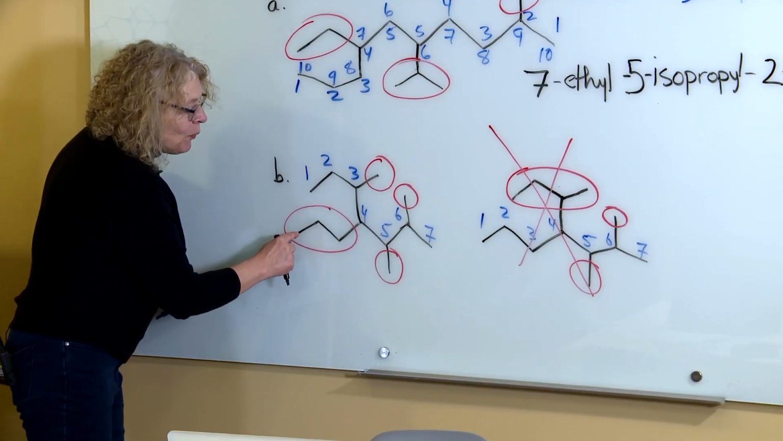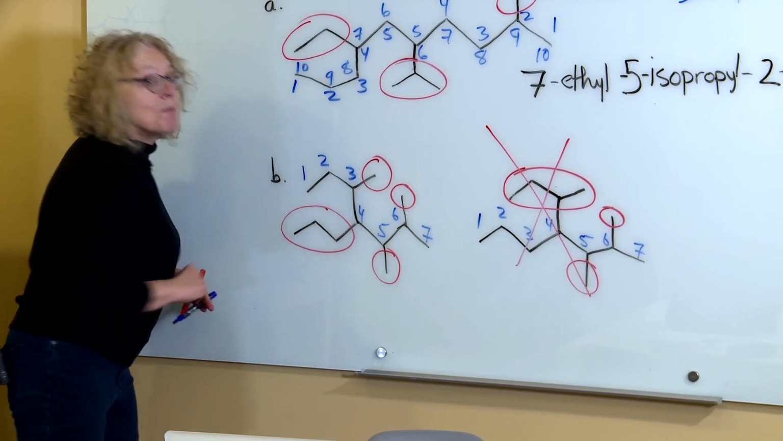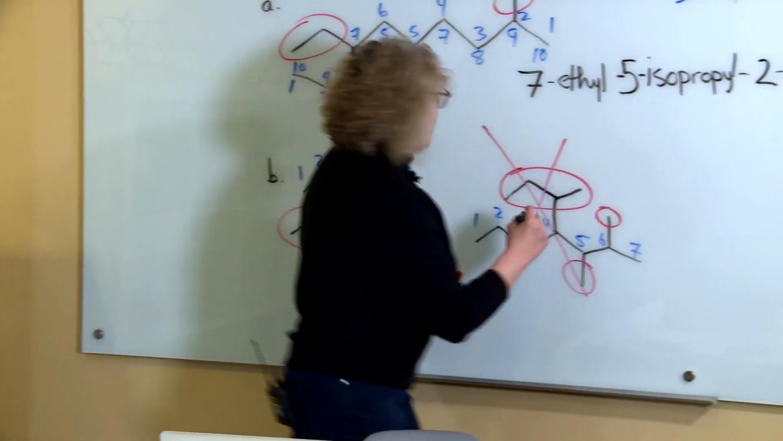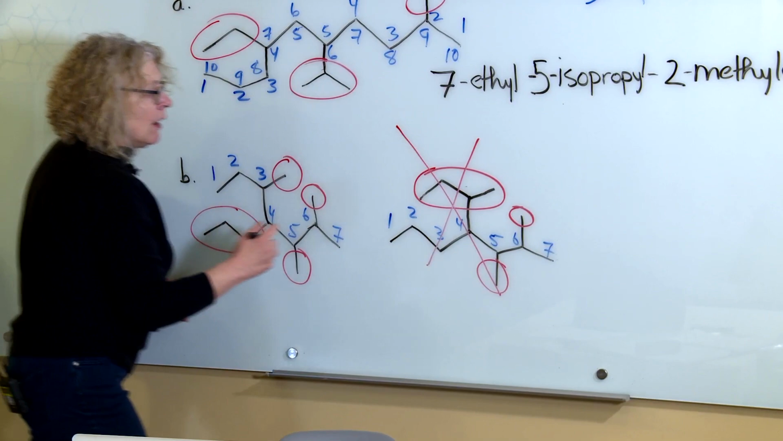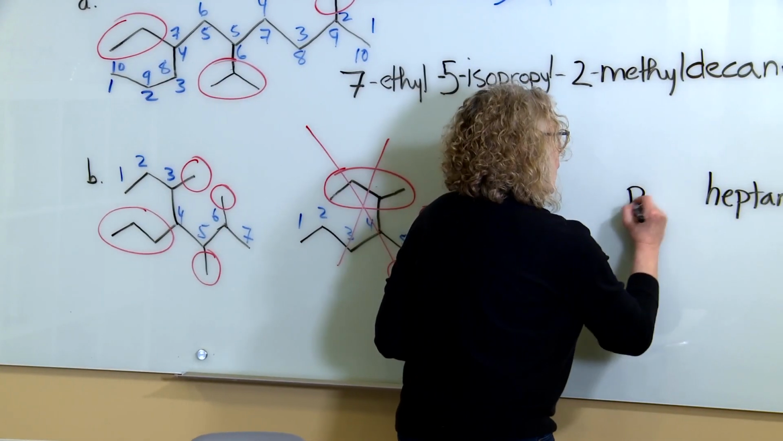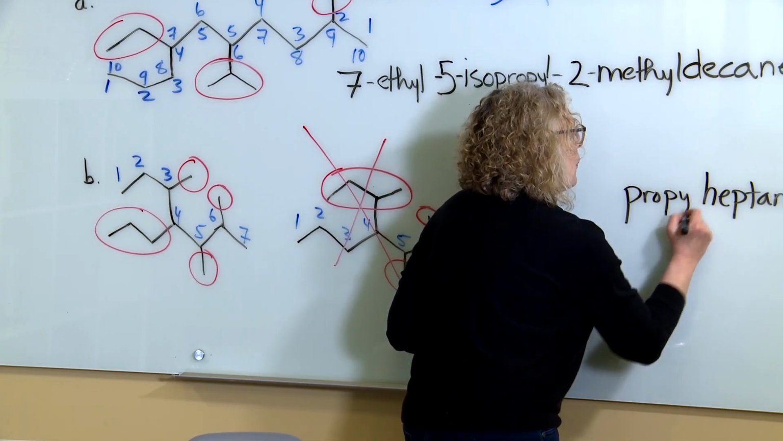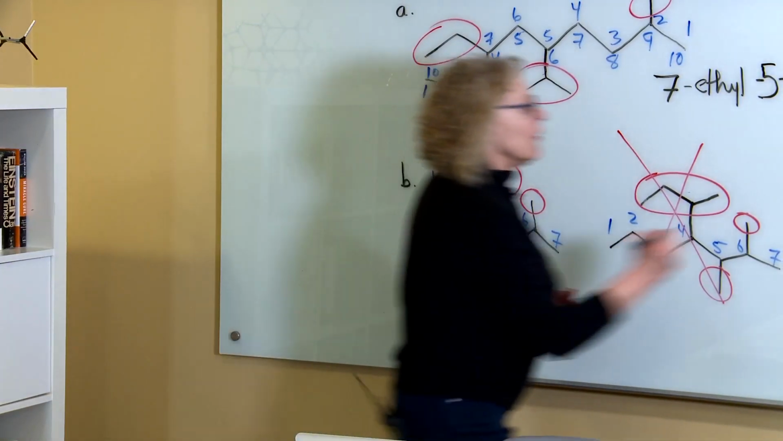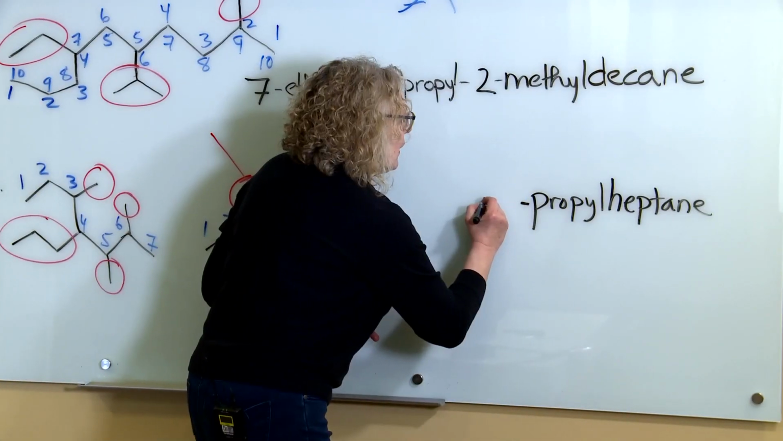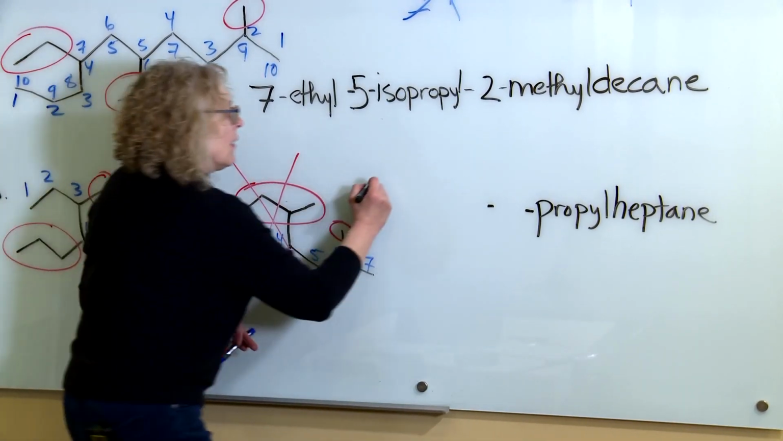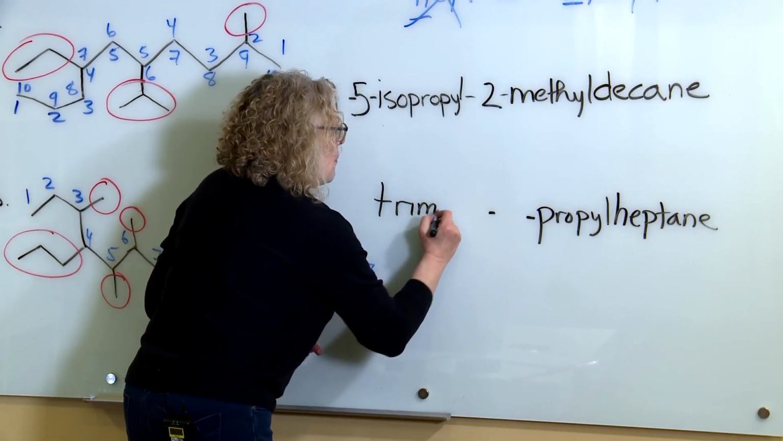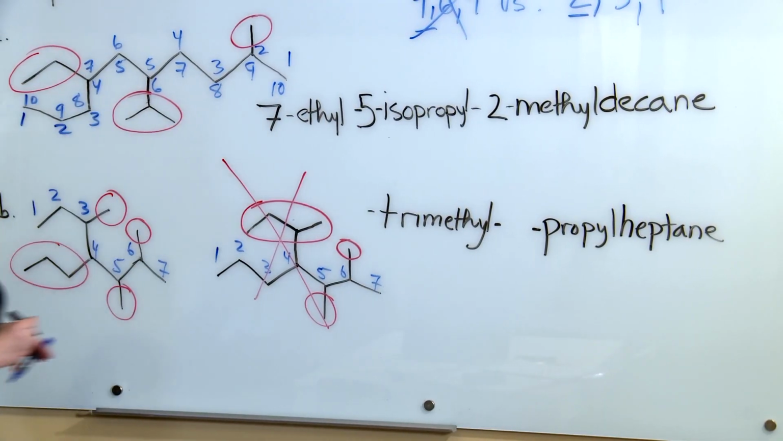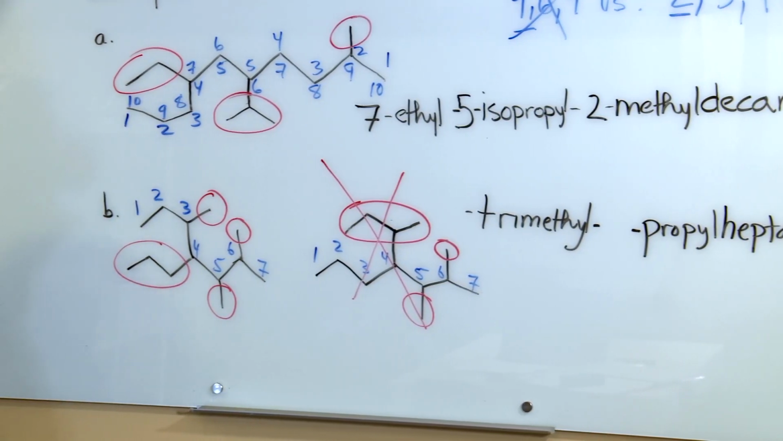We have a propyl group, and we have 3 methyl groups, so that's a trimethyl. So the propyl, starting with a P, has lowest alphabetical priority, so we're going to run its name right into the name heptane. So this is a propyl heptane. Leave a little bit of space for the numbering, and this is a trimethylpropylheptane. So what are the numbers?